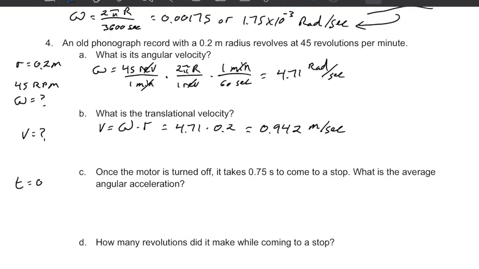Once the motor is turned off, it takes 0.75 seconds, so time is 0.75 seconds, to come to a stop, final velocity being 0. It comes to a stop. What is the average angular acceleration? Well, we know that angular acceleration is the change in angular velocity over time, delta omega over t. Change in omega is final minus initial, so omega minus omega naught over time. We know that the final is 0. 0 minus 4.71 would be negative 4.71 divided by the time, 0.75.